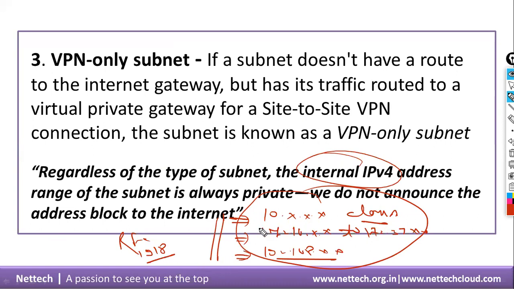And non-routable over the internet means any packet that is routed to the internet, if the source or destination IP address is from these address spaces, it cannot be routed. It means ISP routers, internet routers, they don't have a route to these IPs, and that is why they are known as non-routable over the internet, right? They cannot be routed over the internet.